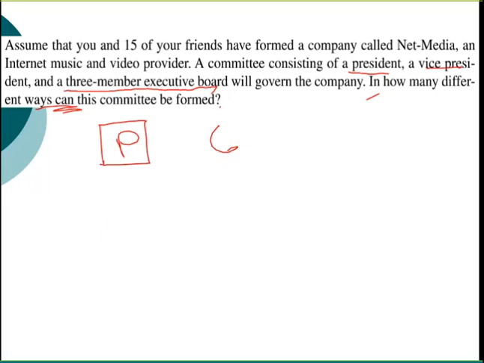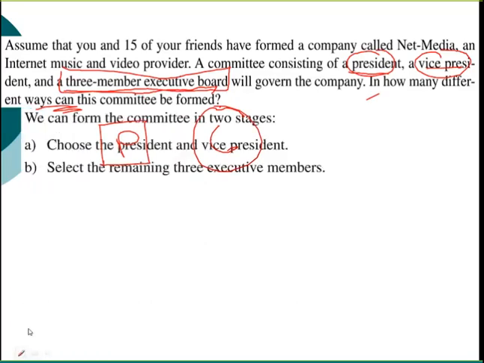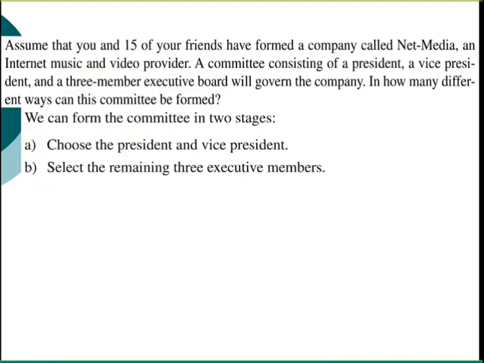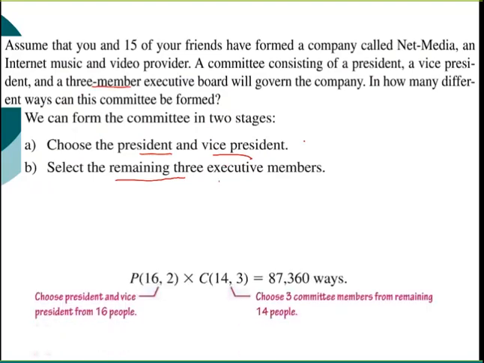But there are also certain parts. The president and vice president care about order, but then we've got the 3-member executive board, which is just a group of 3. So we've got 2 different parts to worry about here. So let's actually take a look at how to work this problem. We've got to talk about how many different ways we have to choose the president, the vice president, and then the 3 executive members out of the remaining people. So it does change after we select our president and vice president, because we're not going to reselect them to be on the 3-member executive board.